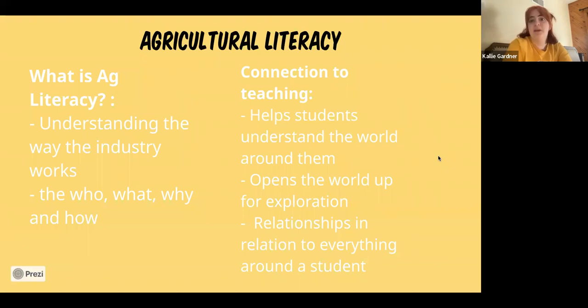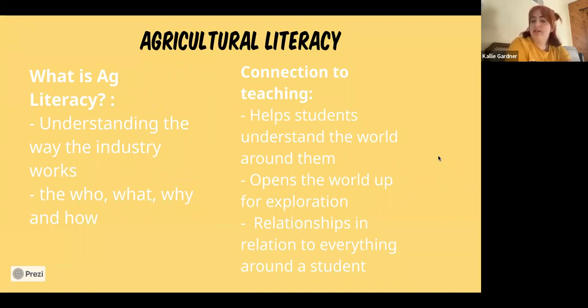How does this connect to teaching? Well, as I mentioned before, I originally wanted to be an agricultural education teacher, but decided that that wasn't quite the path for me. I've always wanted to do education and teach, and I knew that for sure. One, agricultural literacy helps students understand the world around them. Not only does it tell them where their food comes from, but it also teaches them how to get into the agricultural industry if they're so interested. It also opens up the world for exploration. So do they have questions? We'll give them some resources to figure out where and what in agricultural literacy they want to explore.